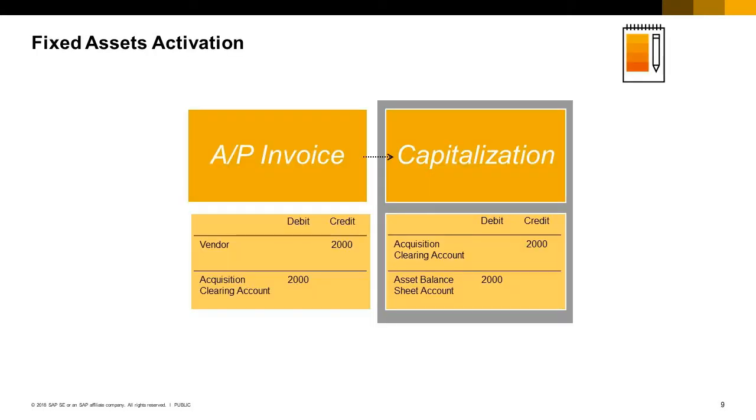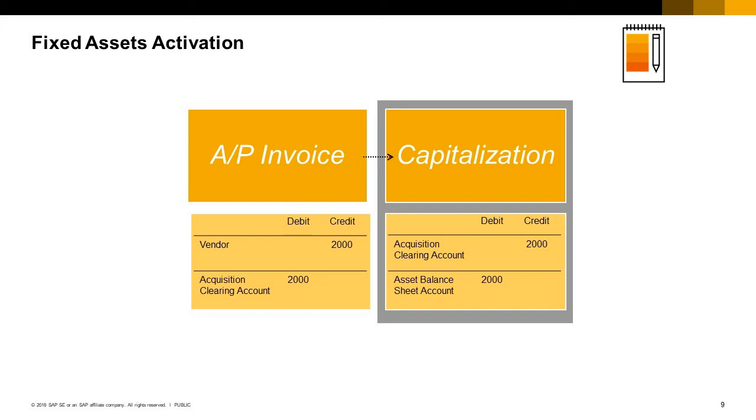The user can purchase a fixed asset using an AP invoice. The AP invoice automatically generates the capitalization document. The user can choose whether to generate the capitalization document directly, or to automatically generate it from the AP invoice. In both options the asset master data is activated.